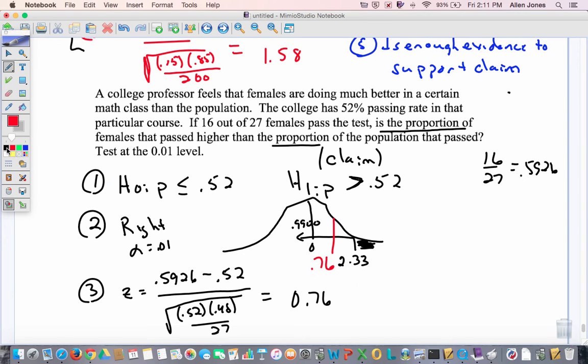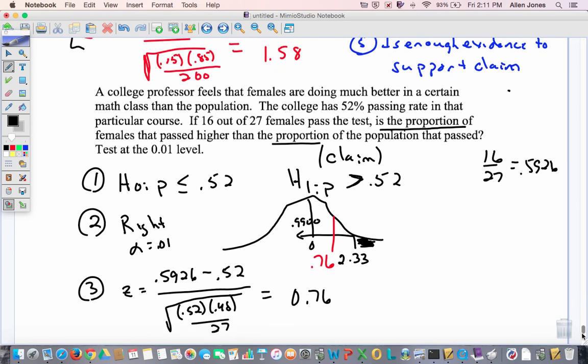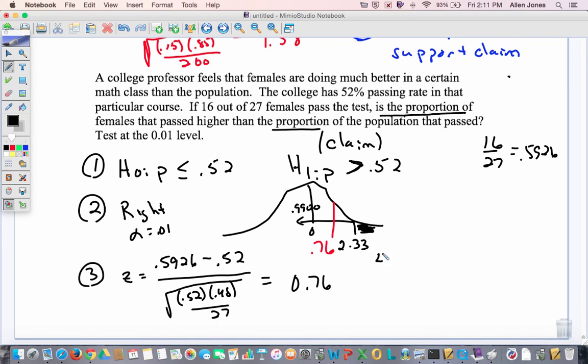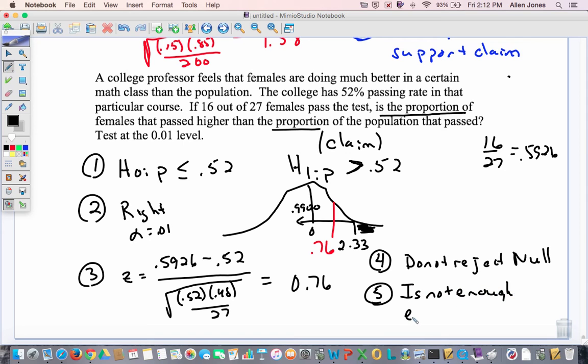0.76 coming up here is going to be in my unshaded area. So as I continue to move down here, hopefully I have enough room. I don't, so I'm going to put it over here. In step number 4, we once again do not reject the null. But in this case, because we're saying this is true, we're saying the alternative is false, which means the claim is also false, so there is not enough evidence to support the claim.